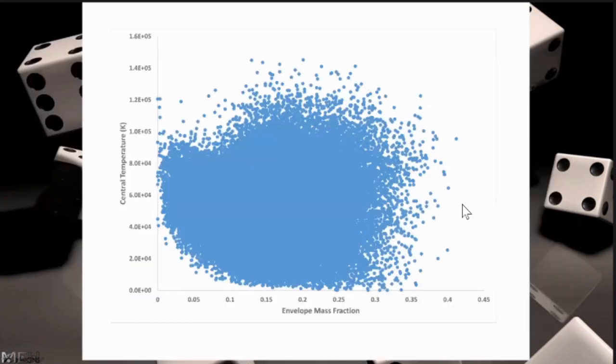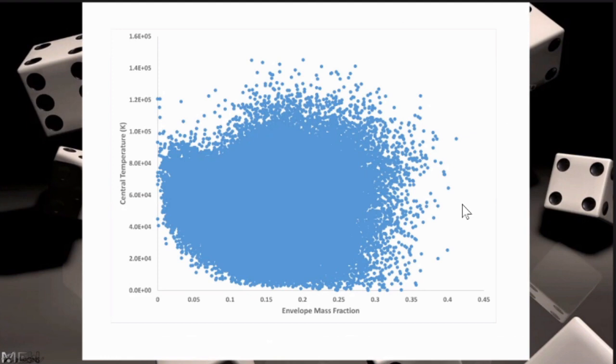Okay, so here are a bunch of models. What you see here is we ran 100,000 models. About 75,000 of them were good. For numerical reasons, some of them failed. And what you see here is the envelope mass fraction as a function of central temperature. Actually, the other way around, but okay.